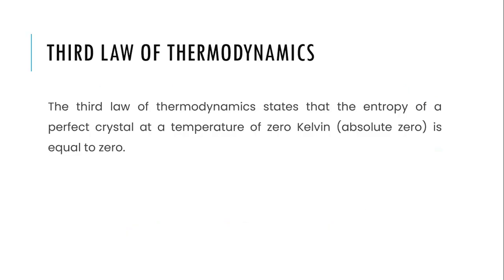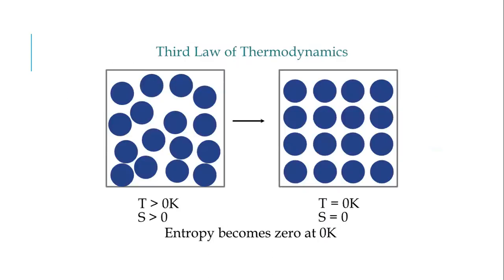Finally, we come to the third law of thermodynamics. The third law describes the concept of absolute zero temperature of a perfect crystal, which is maintained at 0 Kelvin. In that case, the entropy of the gas molecules will be zero. It is not greater than zero. So let us see the graphical illustration.